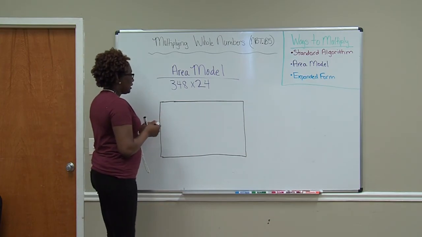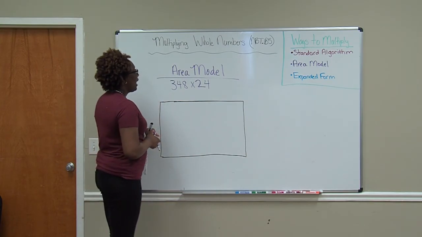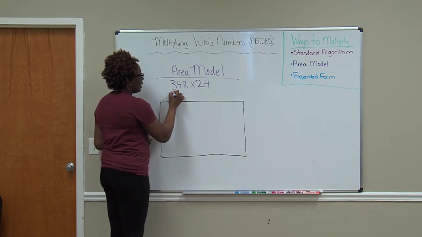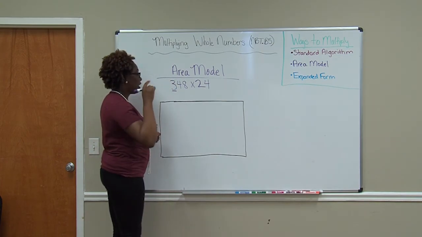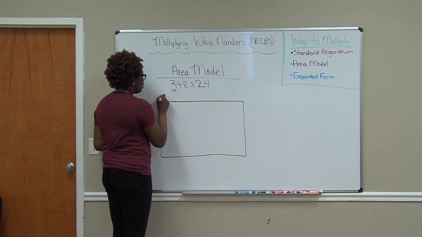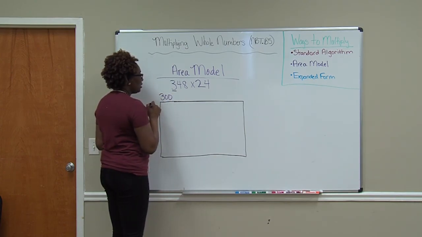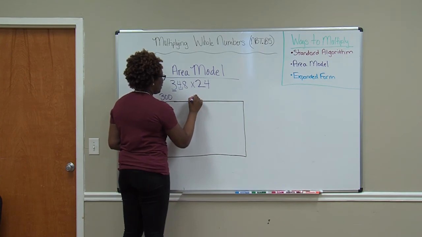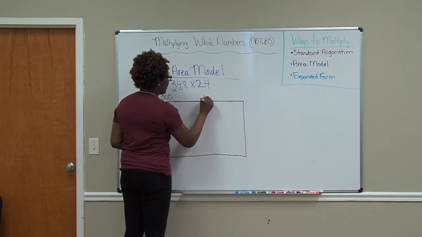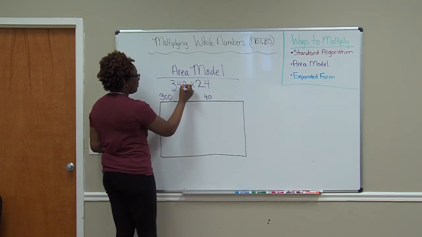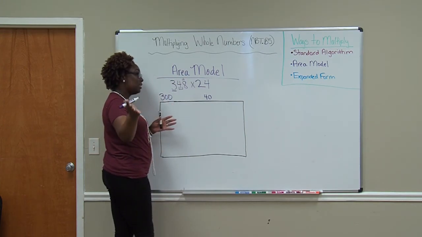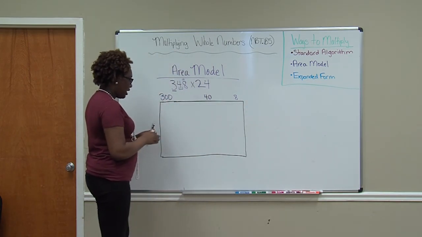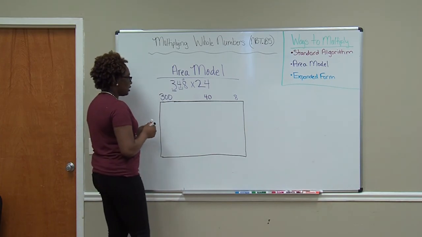All right, so let's look at this. We're going to take 348, our first factor, and break it down based on the digit value. This 3 is in the what place? Hundreds place. So that 3 represents 300. This 4 is in the tens place, so that represents 40. And then we have 8 that's in the ones place. So I have it broken down based on the value of each digit within the number.